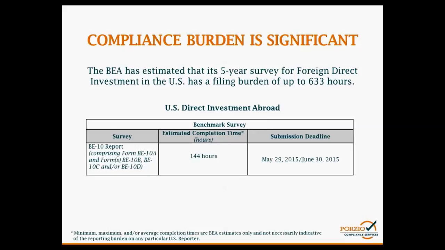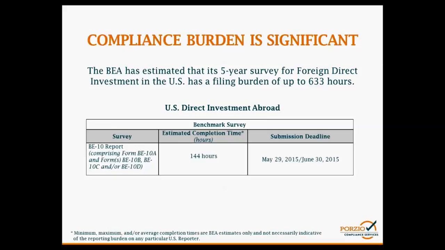Currently, the next reporting cycle when the BE-140 will be required is for the year 2018, and the reporting date for that will be June 30, 2019. So it's not something you're subject to right now, but it's something you should keep on your radar screen and your calendar because it does represent a significant reporting burden.